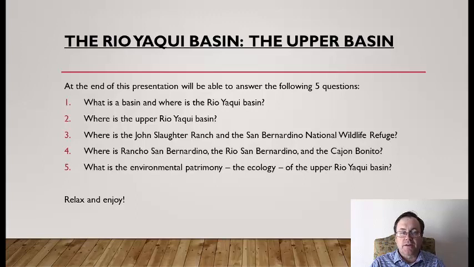So in this video, I'm going to answer 5 basic questions. First, what is a basin? And where is the Rio Yaqui Basin? And then number 2, where is the upper Rio Yaqui Basin? And number 3, where is the John Slaughter Ranch and the San Bernardino National Wildlife Refuge? Number 4, where's the Rancho San Bernardino and the Rio San Bernardino and the Cajon Bonito? Finally, number 5, what is the environmental patrimony, the ecology, the significance of the upper Rio Yaqui Basin?